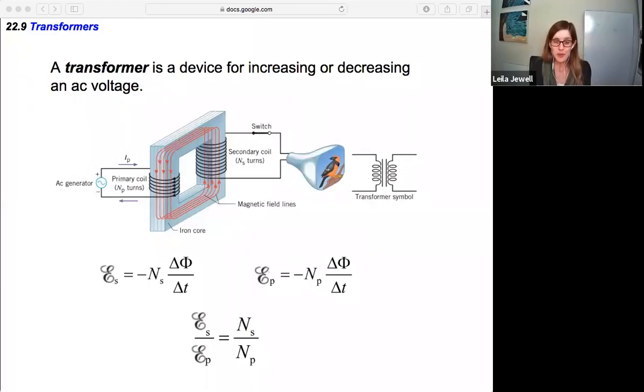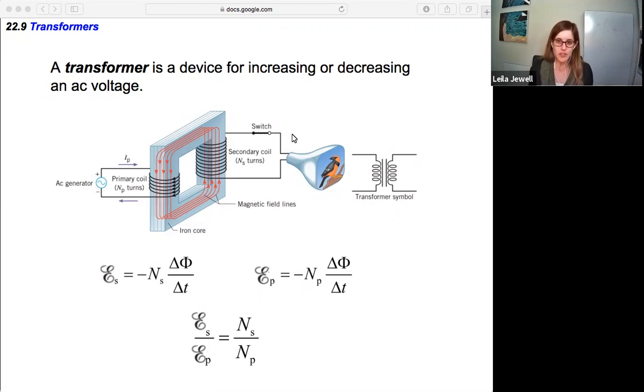Section 22.9, Transformers. So perhaps the most important application of mutual inductance and self-inductance together is highlighted with transformers. There's more than meets the eye here, so you're going to want to see. A transformer is a device for increasing or decreasing an AC voltage.